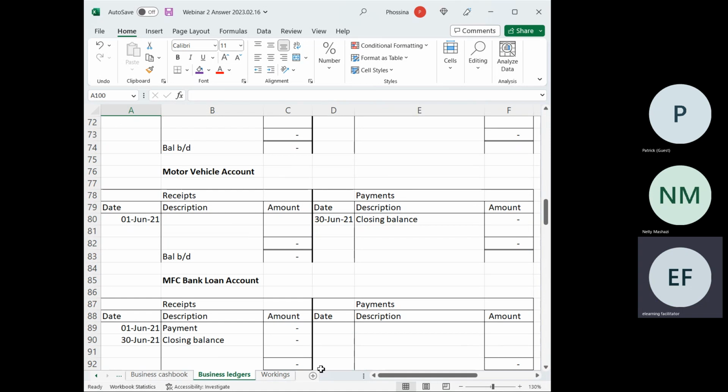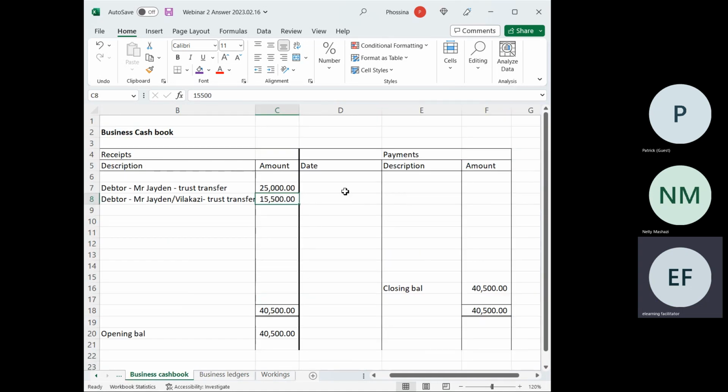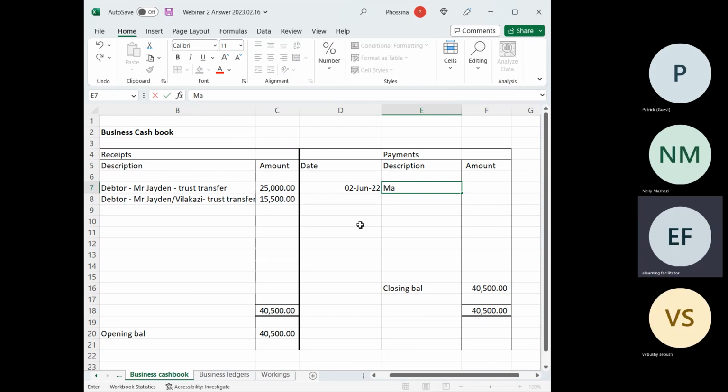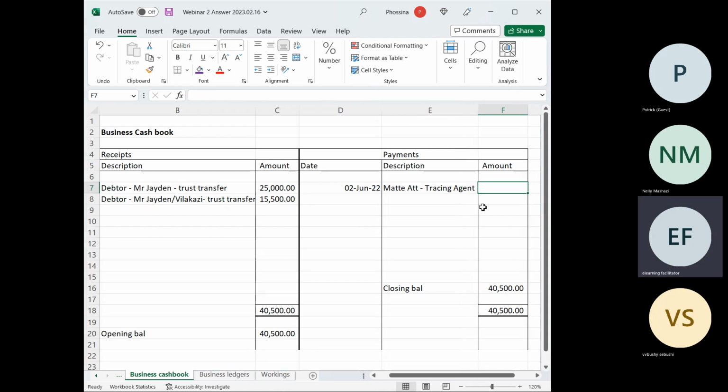So we will come back to our business cash book. We are taking our money. It's on 2 June 2022, and our matter is Met Attorneys, and this is what we are paying for: a trusting agent, so that we can execute the matter, which we are paying 150 rands. We are paying on behalf of our client. So we have to then balance. This is one leg of the transaction.